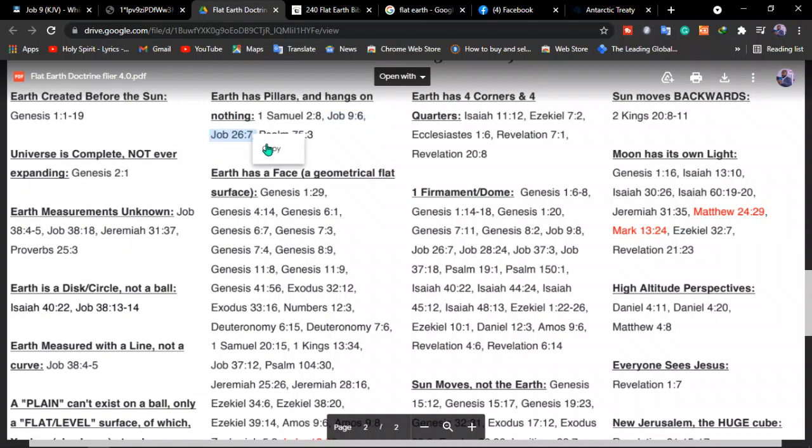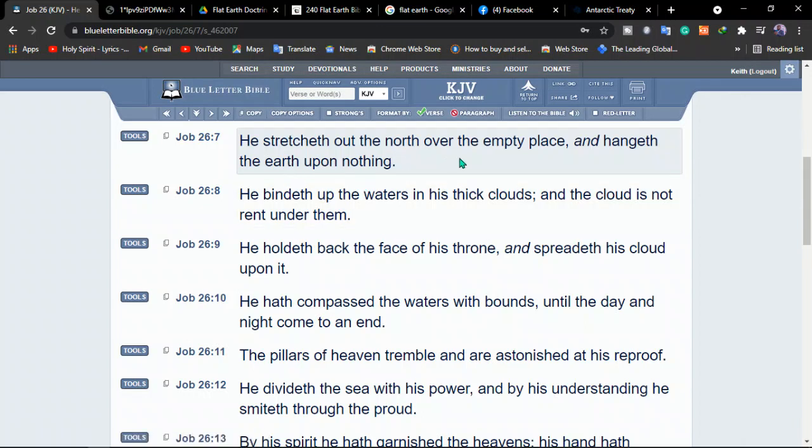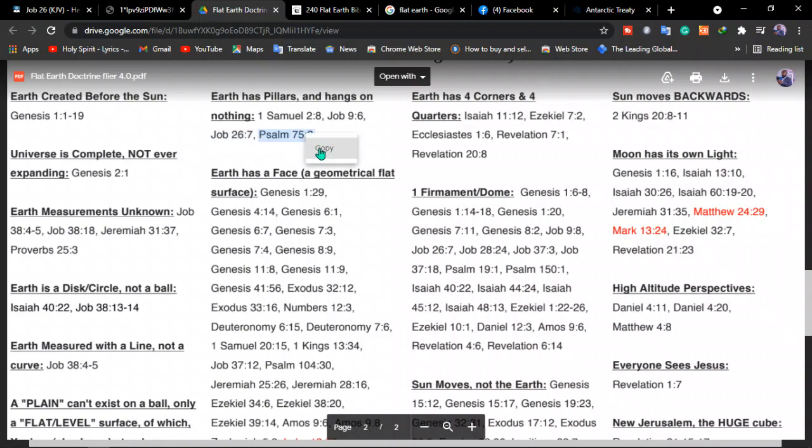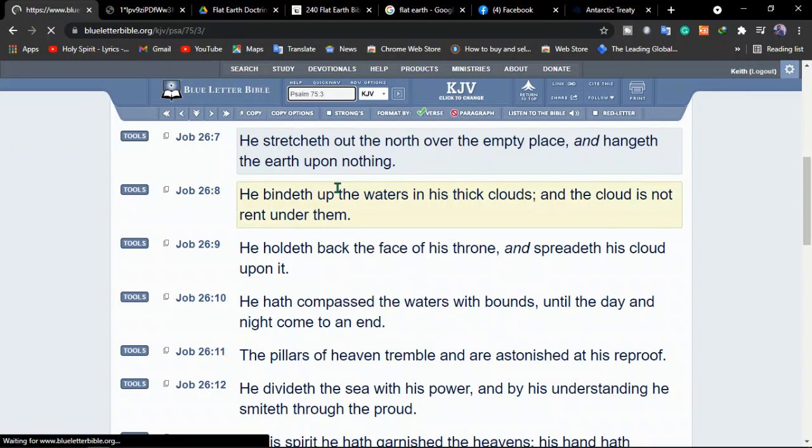Okay, let's keep on checking. Job 26 verse 7. He stretches out the north over the empty place and hangeth the earth upon nothing. The earth is hanging upon nothing, absolutely nothing. It's not hanging on the pull of the sun. You see, the evolutionists, they will say the earth is hanging on the gravity of the sun. No. It is God. That's the one that they are denying. They want to say that so that you cannot believe in God. But the Bible tells us otherwise. Who are you going to believe?